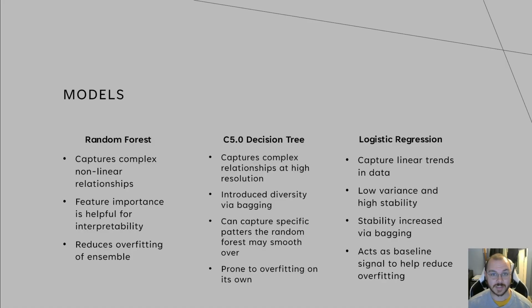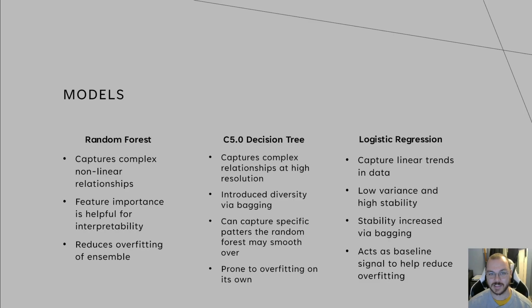Let's talk about the models that I built. I built 3 different model families to make up my final heterogeneous ensemble. I built a random forest model. This is great for capturing complicated nonlinear relationships, and the feature importance can be very helpful for interpretability, which is very important here because usually logistic regression would be great at that, but because we did principal component analysis, that makes it slightly less interpretable than it normally would be.